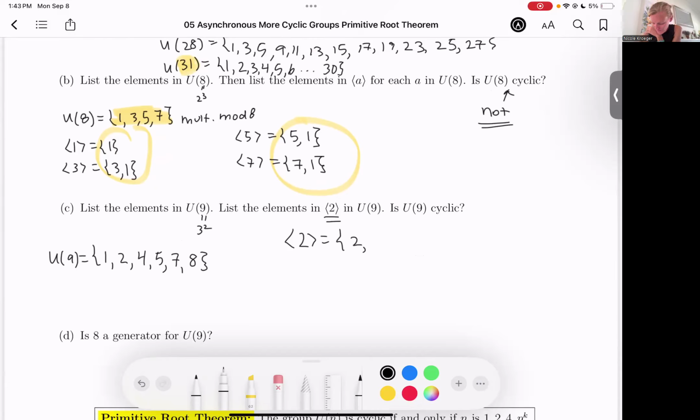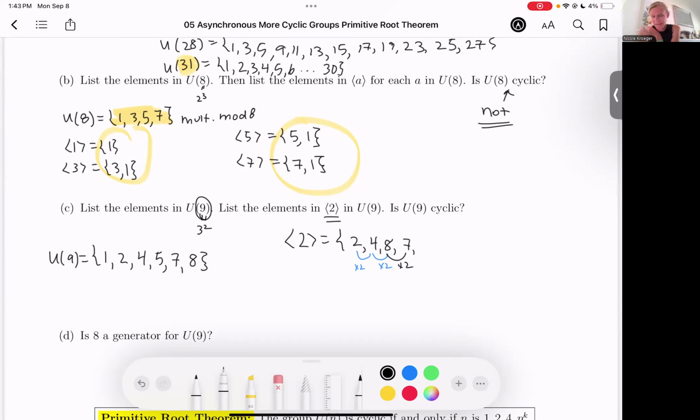I'm going to have 2 times 2, which is 4. Okay. So in this case, I'm multiplying by 2. I'm going to multiply by 2 again to get 8. Remember, we're working mod 9 now. I'm going to multiply by 2 again to get 16. 16 mod 9 is going to give me 7.